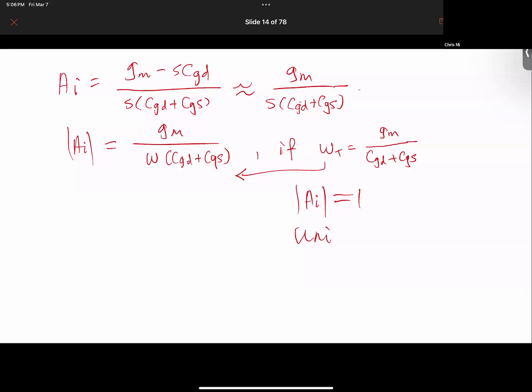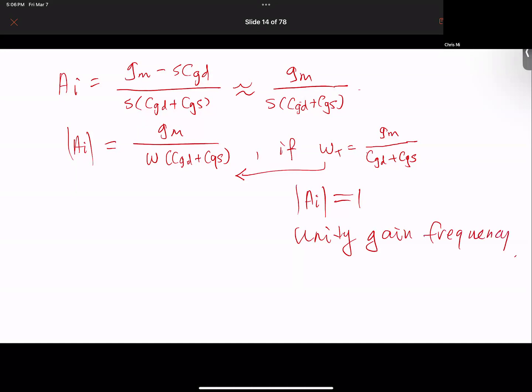And this is called the unity gain frequency. So what does it really say? At this frequency, your gain is 1, which means your input and output are the same. Remember, from when we derived the middle band gain, we have gm times RD. So that's your middle band gain.